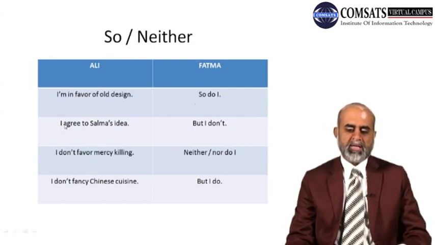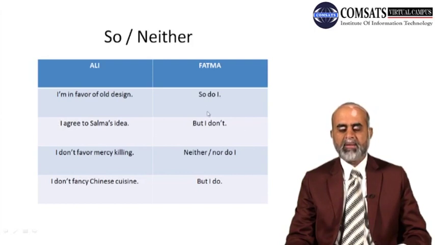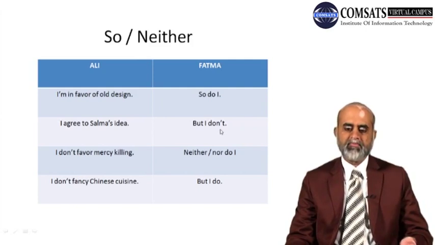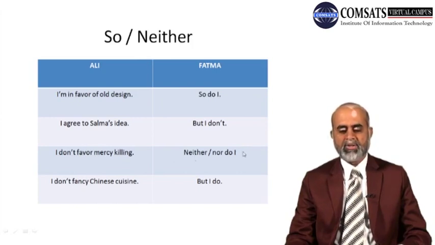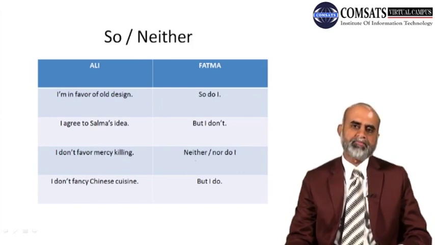All right. Now suppose that Ali agrees with something and Fatima does not agree with something. Then if Ali says I agree to Salma's idea, Fatima would say but I don't. If there is a negative statement, as we learned earlier, Ali says I don't favor mercy killing. Fatima can say neither do I, or she can say nor do I.